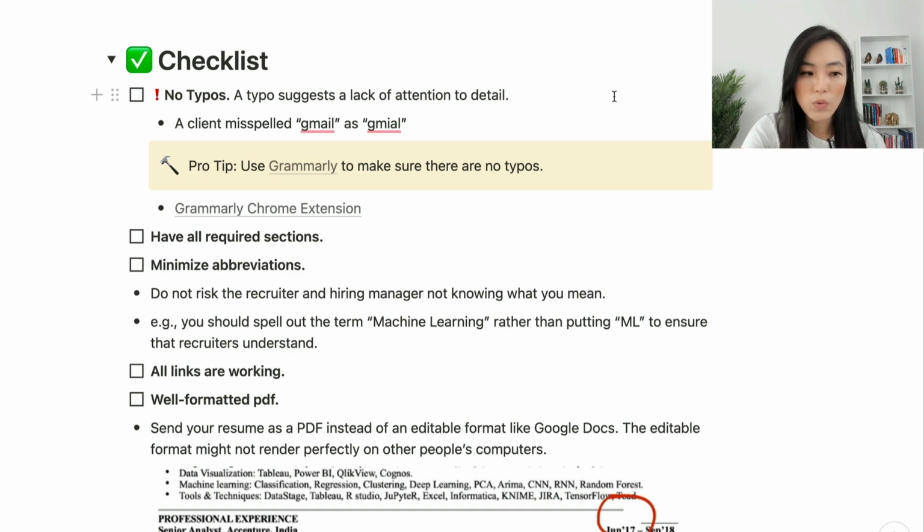I once had a client who was complaining to me about not getting any interviews after applying for jobs actively for 6 months. When I looked at their resume, the first thing I noticed was that they misspelled Gmail. So that's why they did not get any interviews.